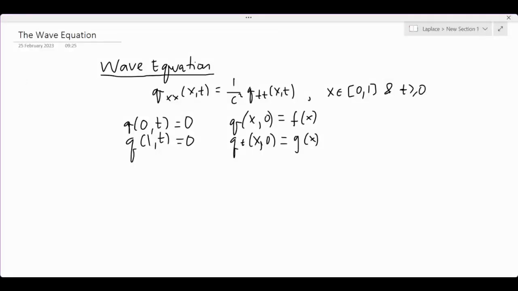Good day to everyone. In this video, we are going to demonstrate the solution to the wave equation. The wave equation is a second order partial differential equation, which says that q sub xx of (x,t) is equal to 1 over c squared times q sub tt of (x,t), where the values of x are from the closed interval [0, 1], and the values of t are all non-negative real numbers.